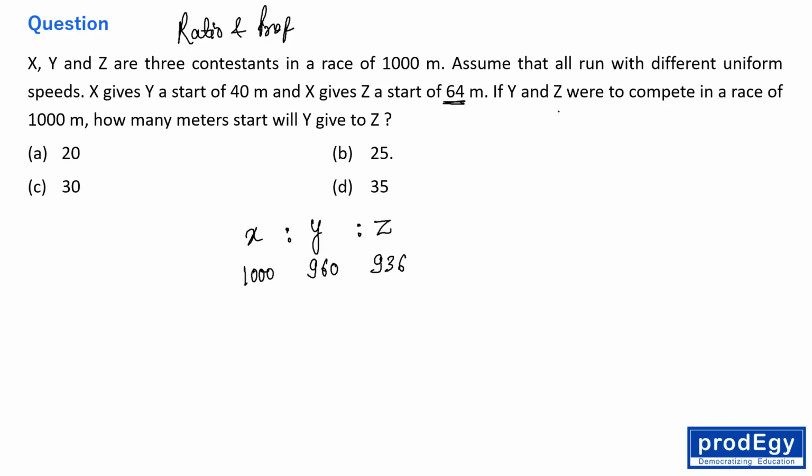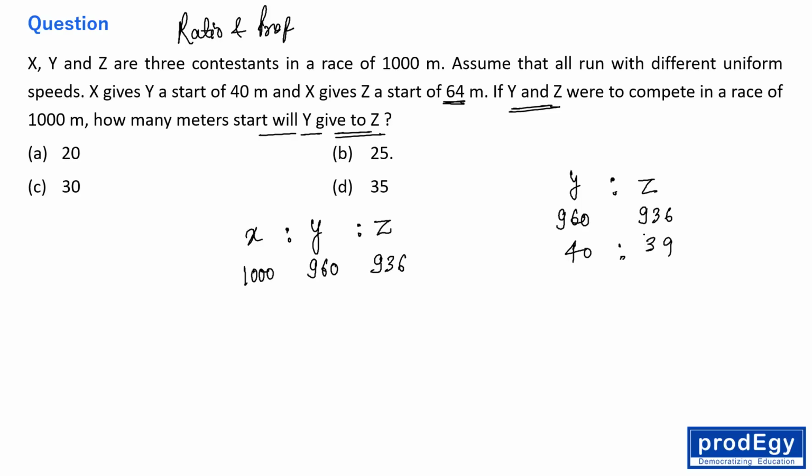If Y and Z were to compete in a race of 1000 meters, how many meters start will Y give to Z? If we talk about Y to Z, Y is running 960 and Z is running 936. Both numbers can be cancelled out with 24. So this is 40 and this is 39.